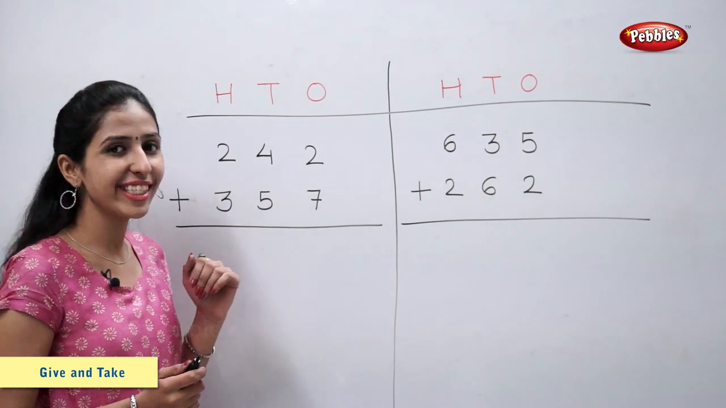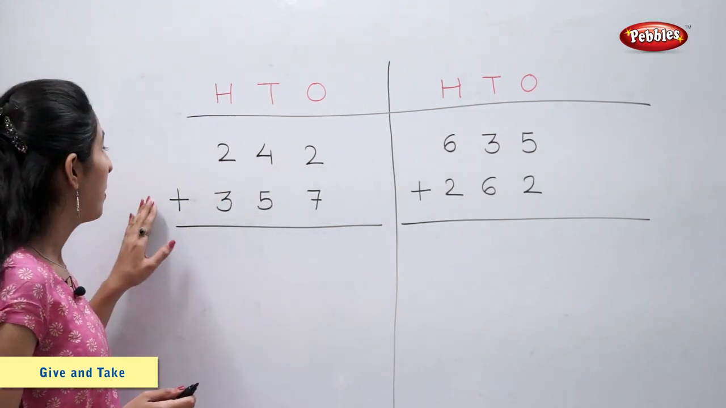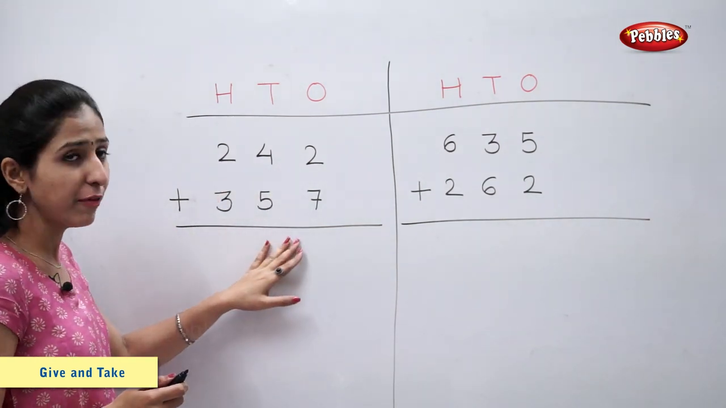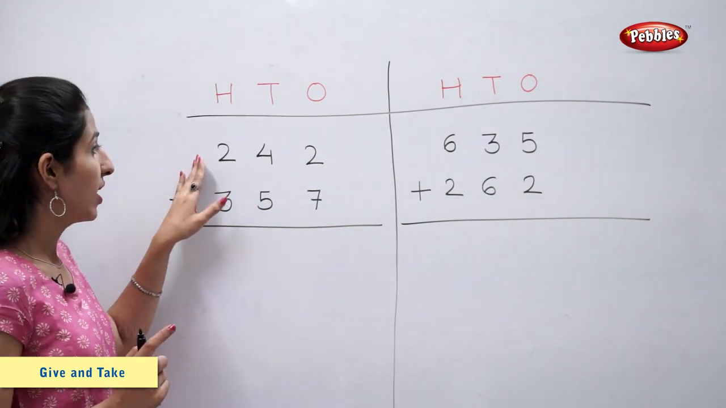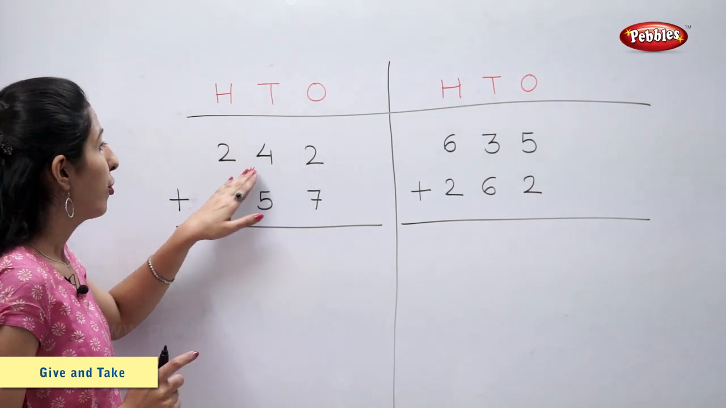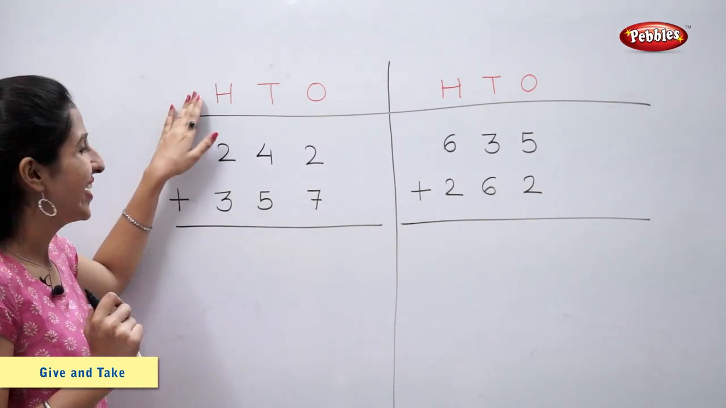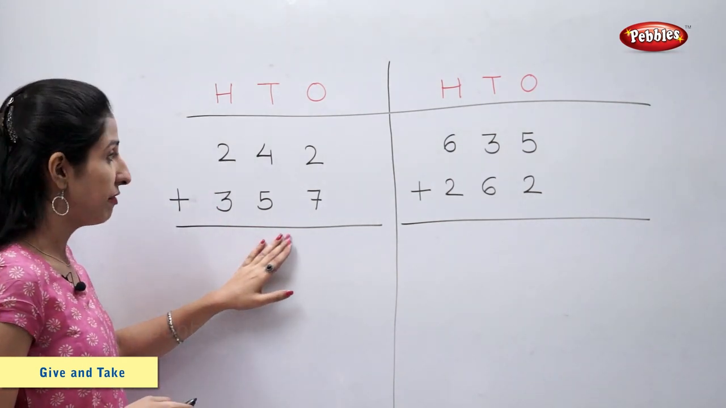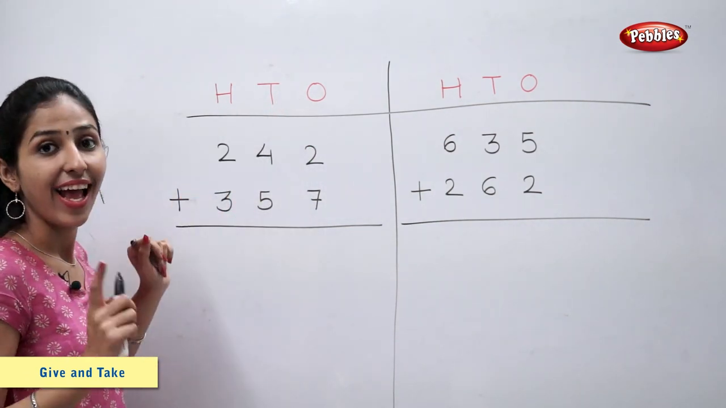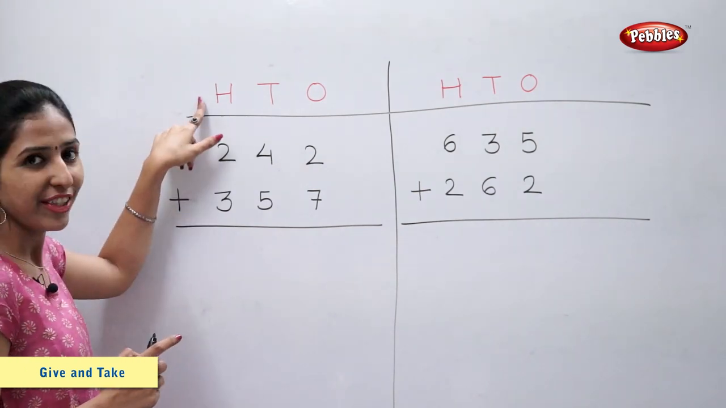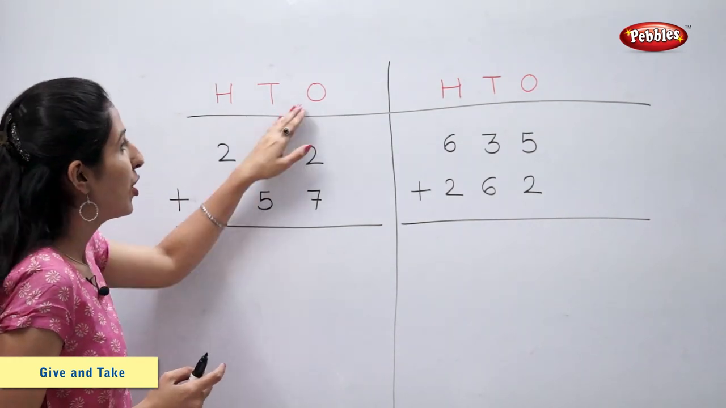Addition of 3 digit numbers. Let's solve these examples. 242 plus 357. 242 is 2 ones, 4 tens and 2 hundreds. 357 is 7 ones, 5 tens and 3 hundreds. Now, let's add. Let's add ones first.